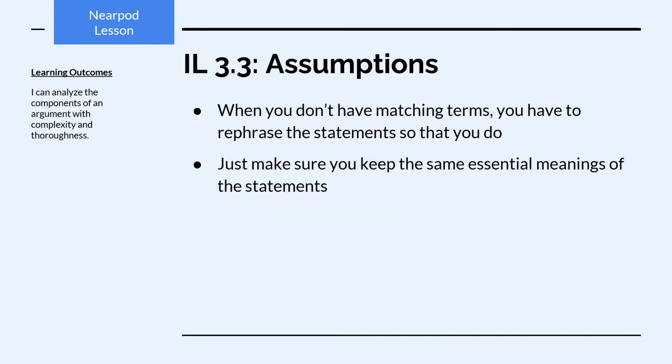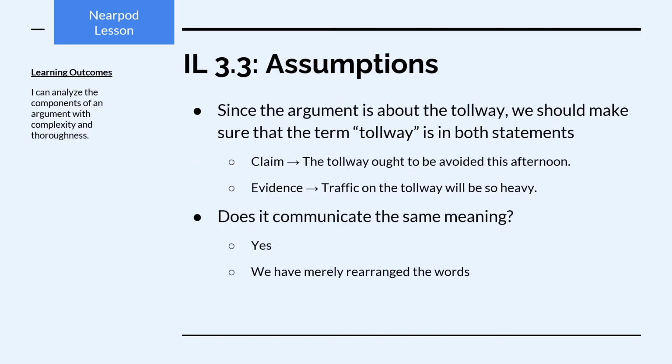So anytime that you're trying to identify an assumption and you don't have matching terms in your evidence and claim statements, that means you have to rephrase the statements so that you do. And that's perfectly fine. We can paraphrase all we want. We just have to make sure that we keep the same essential meanings of those statements. So since the argument here is about the tollway and what we should do with it and its status, we should make sure that the term tollway is in both of our statements. So I'm going to rewrite the claim and evidence here so that it features the term tollway.